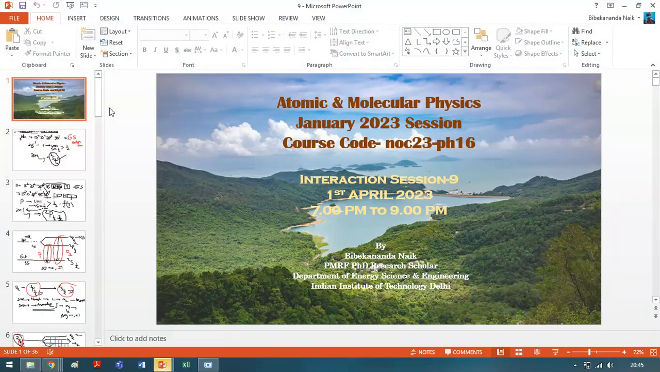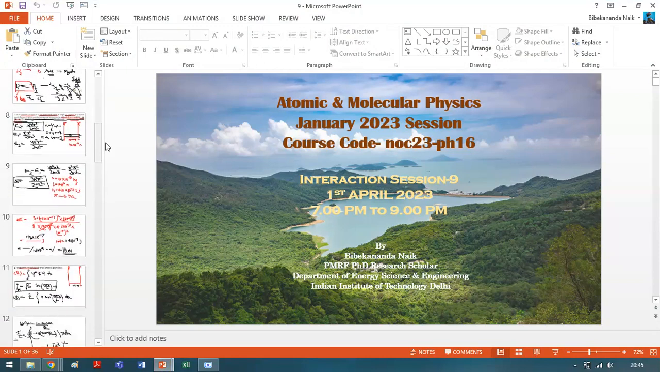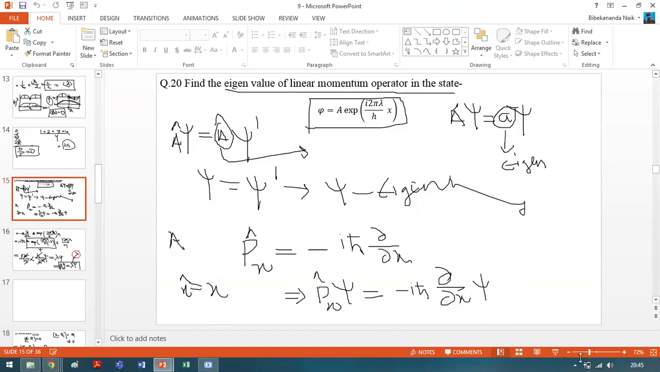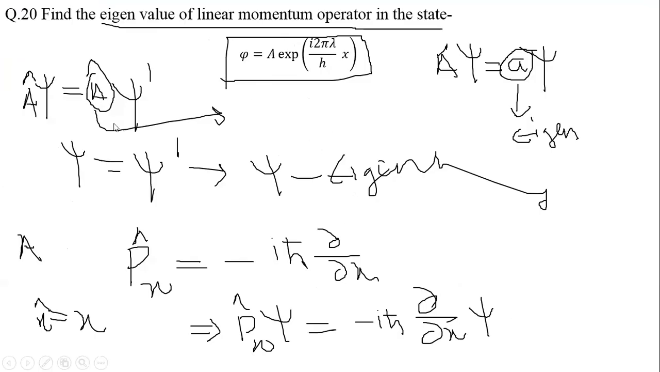So in the previous class we calculated the eigenvalue of a quantity. In this question, we had to find the eigenvalue of the linear momentum operator in the given state. We know that an eigenvalue arises when we operate an operator on a state and get the same state back, that is, if we operate on a state psi, the result is the same state psi with an additional quantity, and that quantity is the eigenvalue.